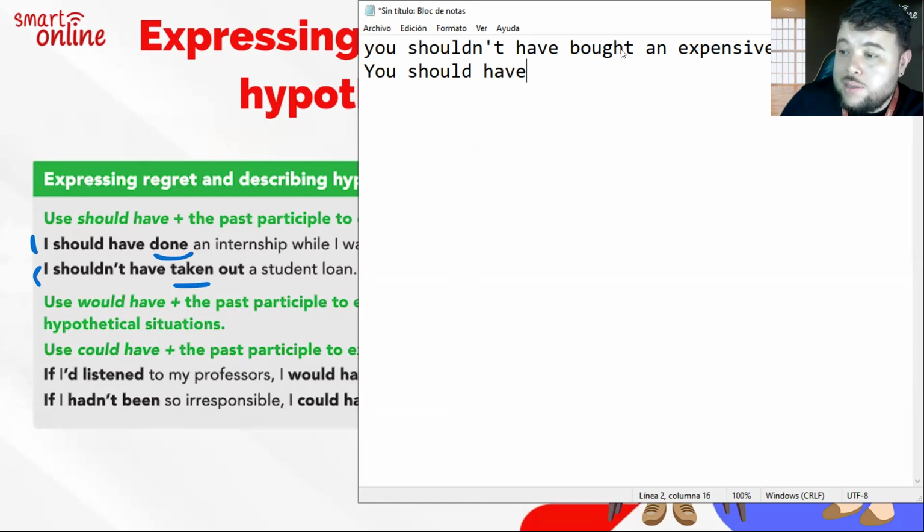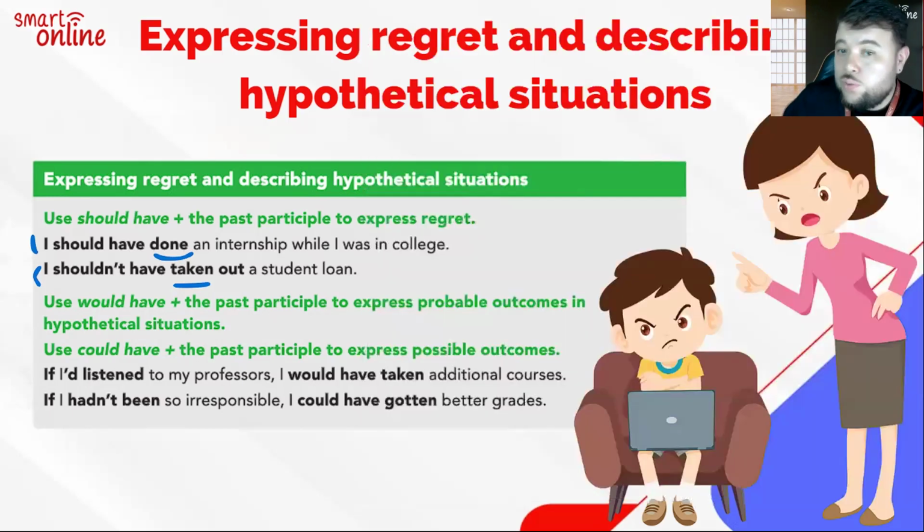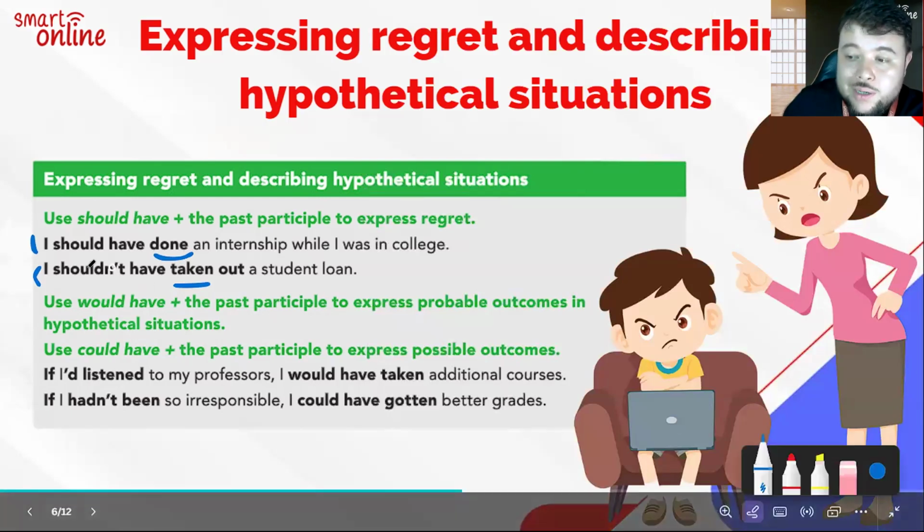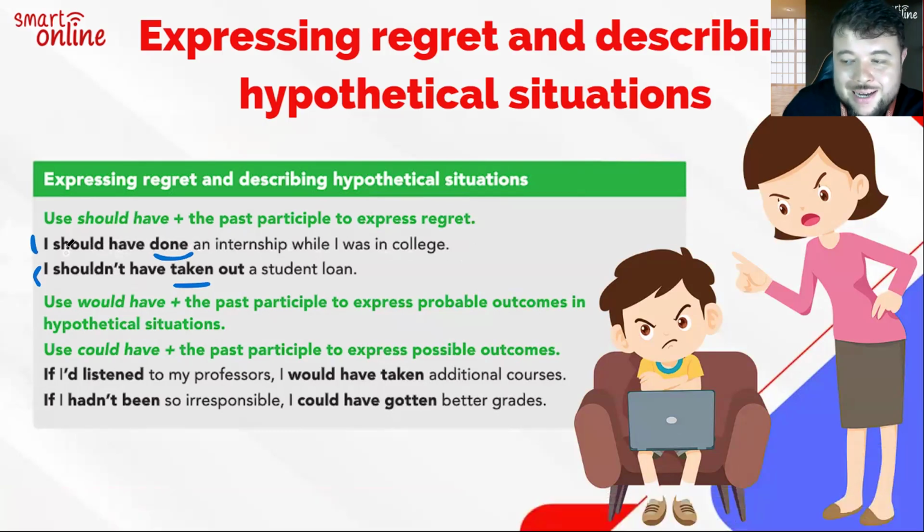Okay, guys. That's good. Now, you can do also the same with yourself. For example, look at the example. I should have done an internship while I was in college. Yo debí haber hecho un intercambio cuando estuve en la universidad. I shouldn't have taken out a student loan. Yo no debía haber sacado un crédito.